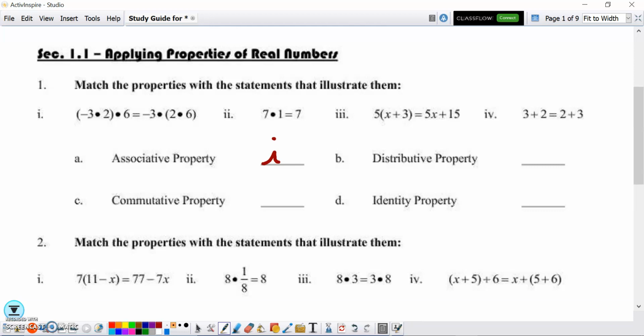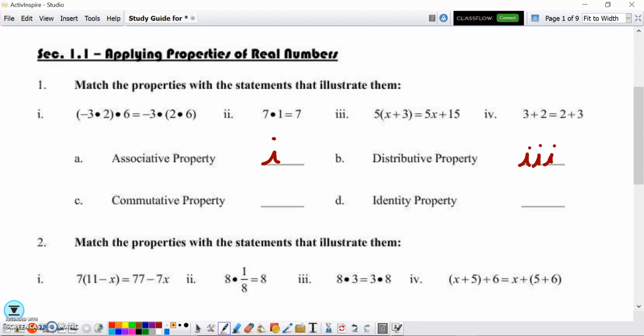B, the distributive property. Okay, distribute a number or variable through the parentheses. So looking at the 4 choices up there, that would have to be the third one. 5 times x is 5x, 5 times 3 is 15.